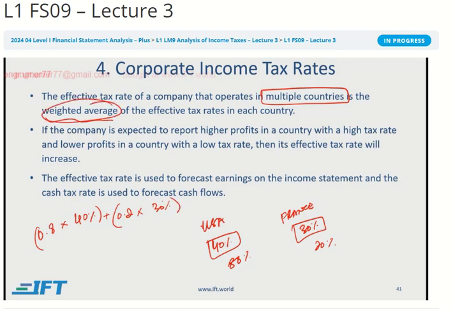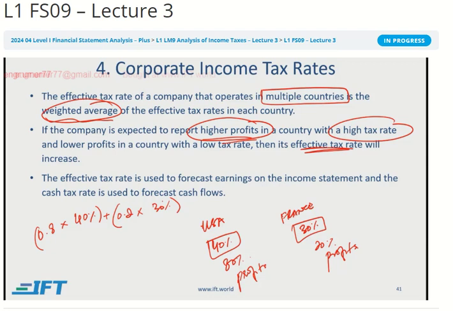So this is the whole concept of a weighted average, right? And definitely, instead of revenue, I should say profit. This is not revenue, this is profits, because tax obviously is applied to profits and not revenues. So if this company has higher profits in the country which has the higher tax rate, naturally its effective tax rate will go up because it will be pulled more towards the higher one, because of the higher weight.